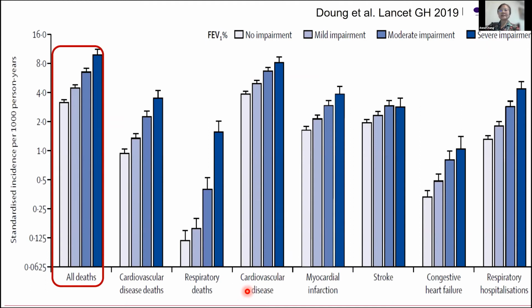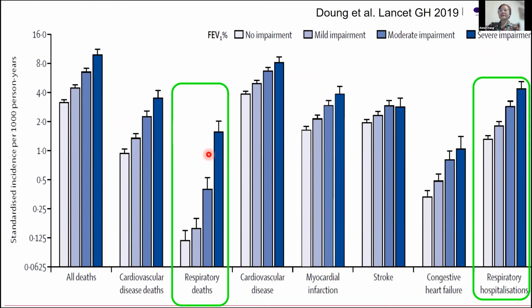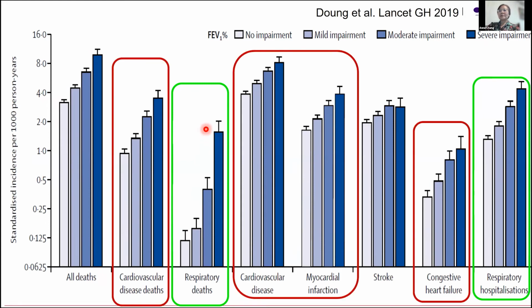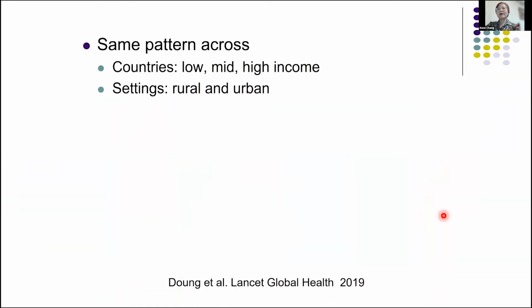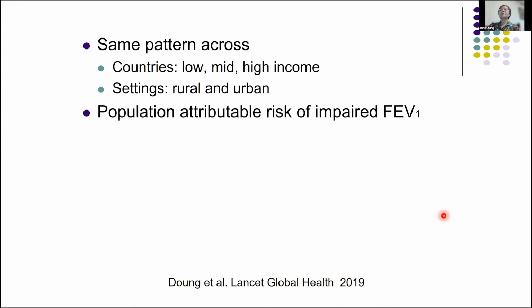And that's highlighted in this graph here, where you look at all-cause mortality. However, if you look at respiratory deaths and respiratory hospitalizations, it's not surprising that there's also a graded change according to the Z scores of your FEV1. But if you look at cardiovascular events, there's also a graded score. You can see it for cardiovascular deaths, myocardial infarction, and congestive heart failure. And no matter whether the country is high, medium, or low income, the findings were the same. And whether they were rural or urban settings, the findings were also the same.